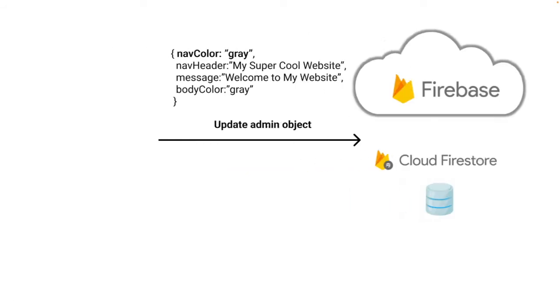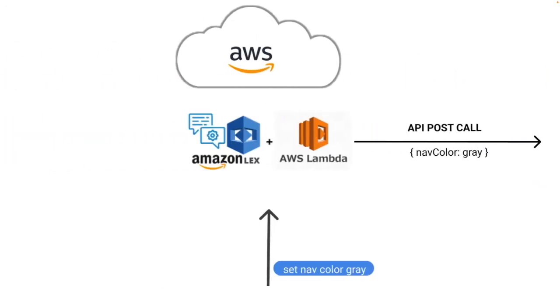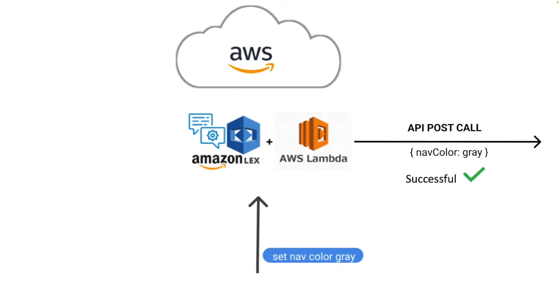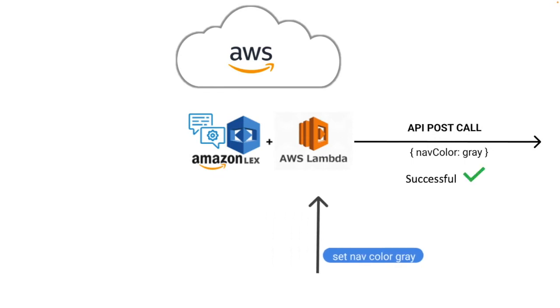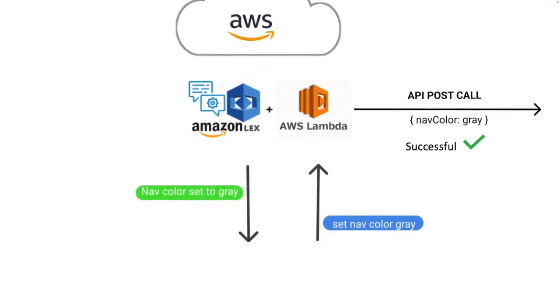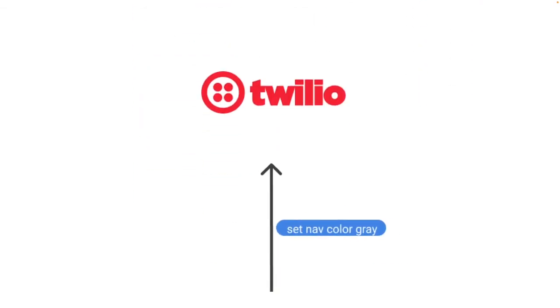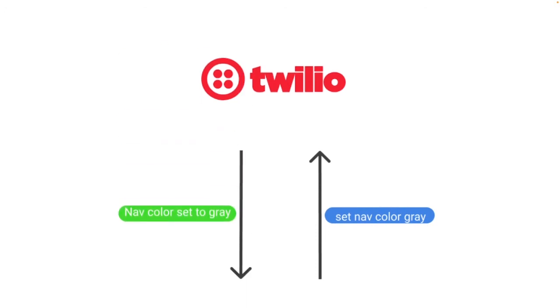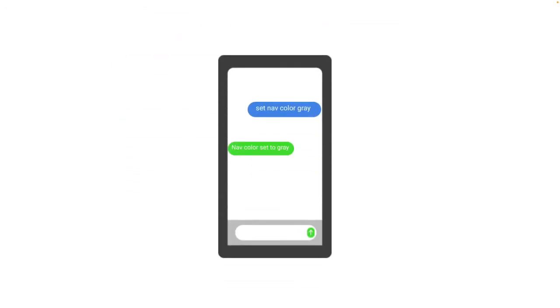So if everything goes well and there's no error in the post call, Lambda sends a response message back to Twilio confirming the change has been made. Message goes to Twilio, and then we should see it back in our phone saying nav color set to gray.